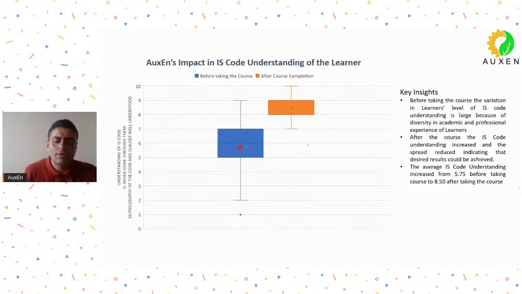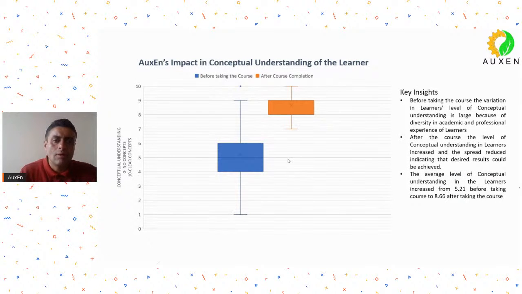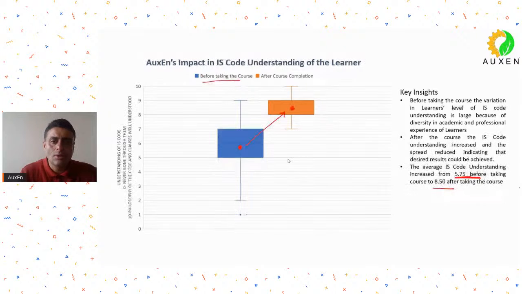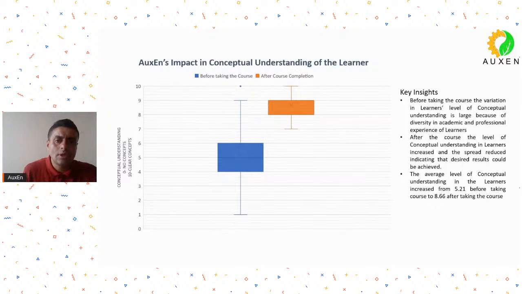Impact in code understanding: they were at 5.75 points out of 10. This was their self assessment in understanding of the code before taking the course, and after, they thought their understanding was, on a scale of 10, at 8.5. I think you are able to understand the graphs. Our impact in conceptual understanding, not only Indian standards but also conceptual understanding, I said because strong conceptual understanding and theoretical base is very important for structural engineers. So this increased from an initial 5.21 to 8.66 after taking the course.